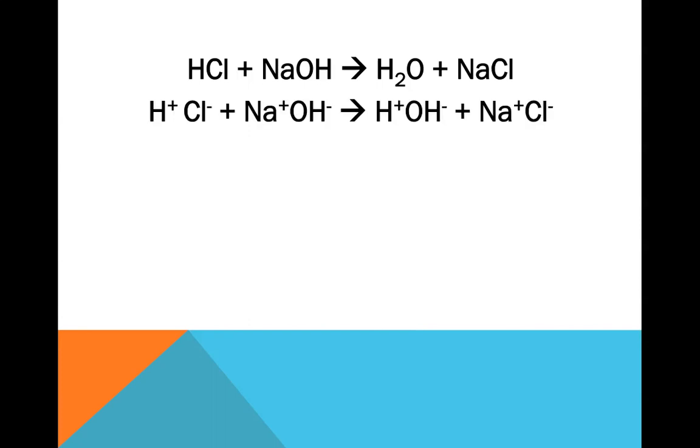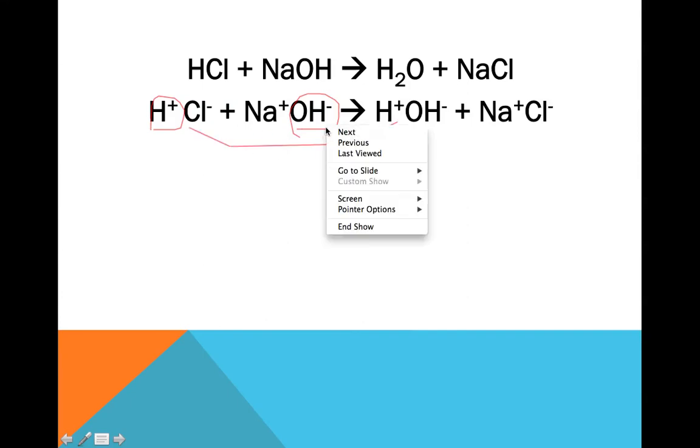So again, here's looking at it on the ion level. HCl and NaOH are going to ionize into H plus and Cl minus, and Na plus and OH minus. So this H plus and this OH minus combine to make water.